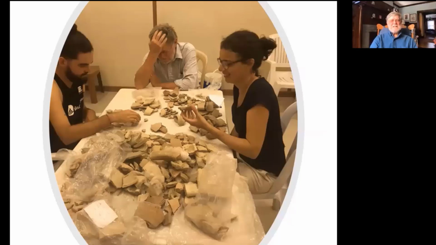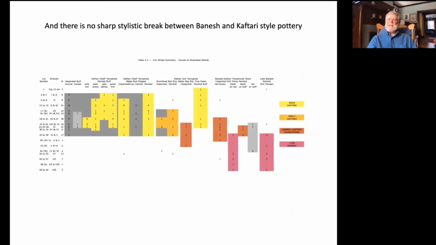It doesn't tend to give us really clear answers, and it can be very frustrating working with pottery. This is a moment of my recent life in the world of archaeological ceramics. So at H1, there's no stratigraphic break. There is no stylistic break between the Banesh and the Kaftari style pottery. Down here, we have late Banesh shown in purple, and they overlap. The distribution of late Banesh pottery overlaps with the Banesh-Kaftari transitional, which is shown in dark orange.